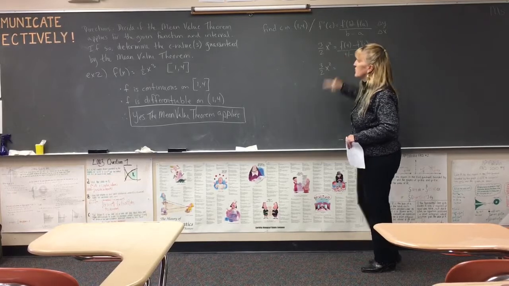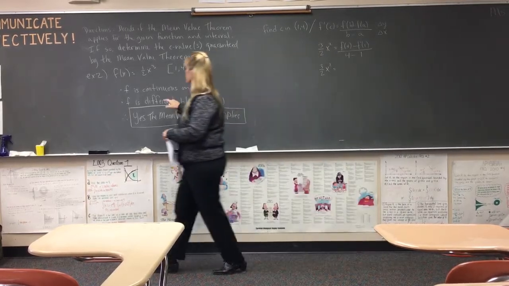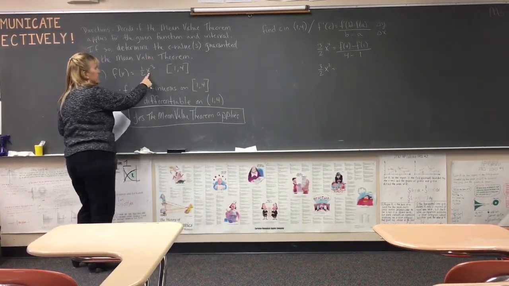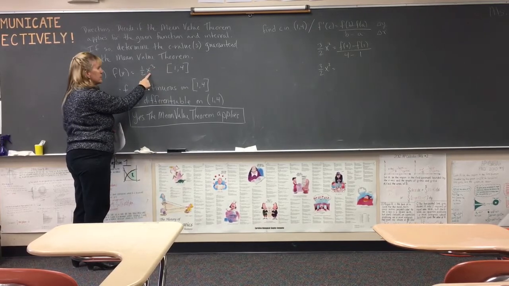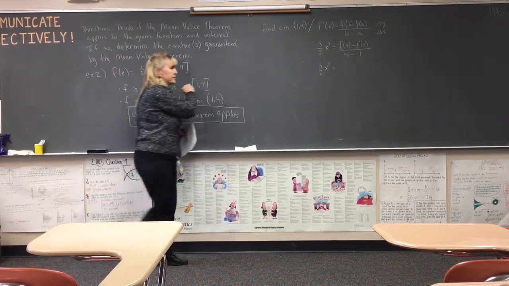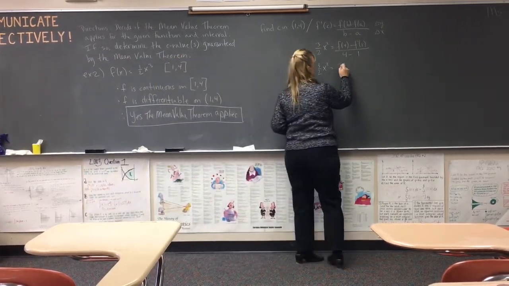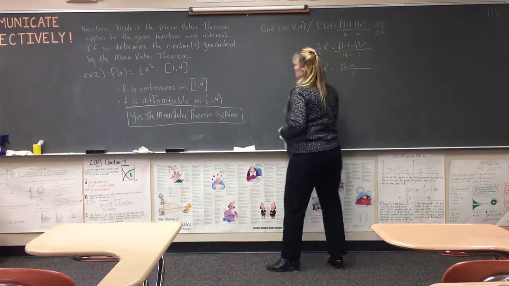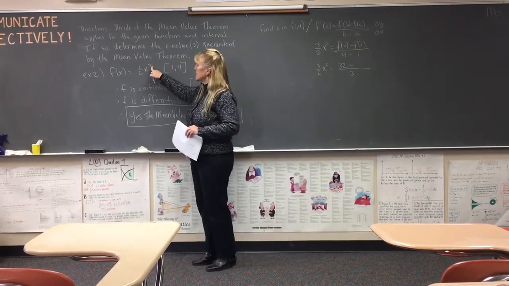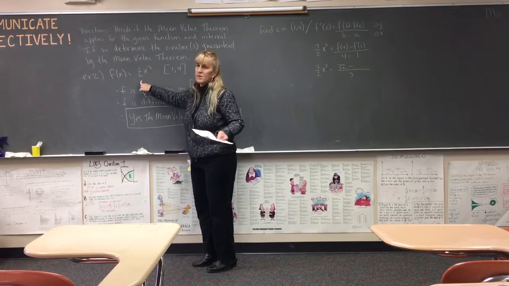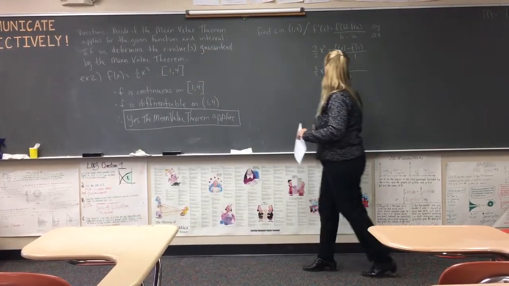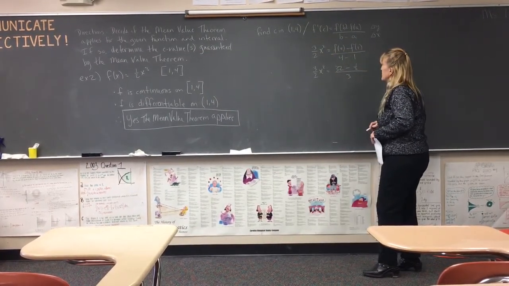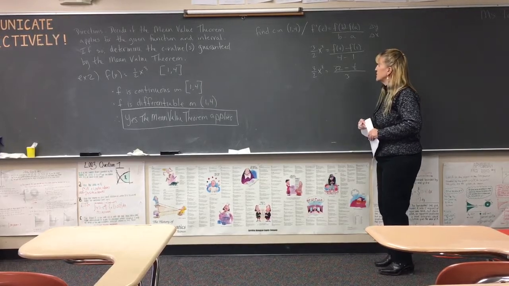Now let's take that 4 and put it in here. What is f of 4? 4 cubed is 64, half of 64 is 32. So I have a 32 right there. F of 1, I'm going to take a 1 and cube it. When I take 1 and cube it, I get a 1, multiply by a half, it brings me back to a half. So I have 32 minus a half all over 3.